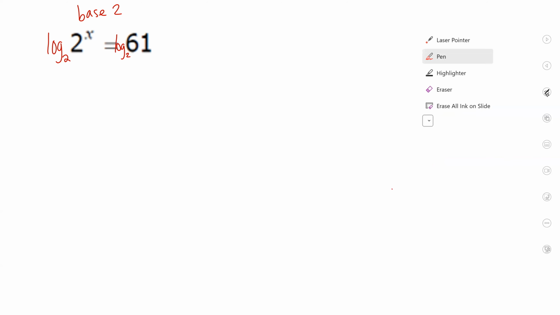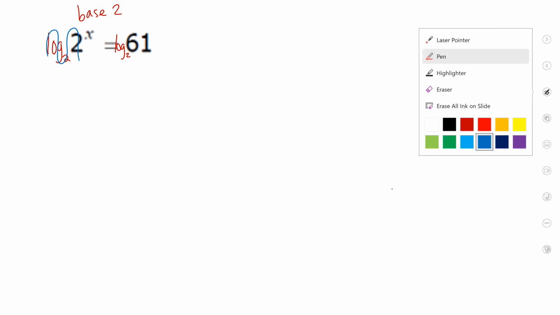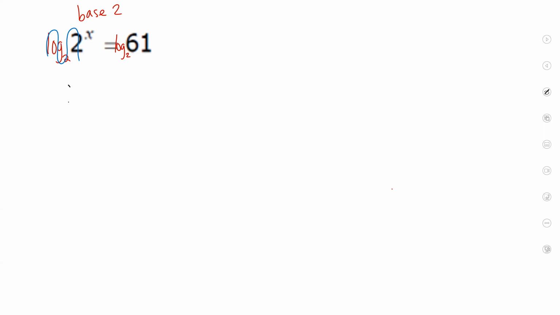Logs and exponential functions are inverses of each other. So what happens is log with the base 2 will cancel out with an exponential that has a base of 2. Those canceled out. So what is left over is x equals log base 2 of 61. And this you can type into your calculator. Okay, so when we put it into the calculator, we got x is 5.93. Let's do another example.